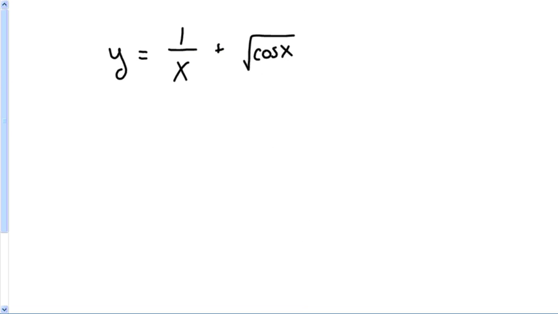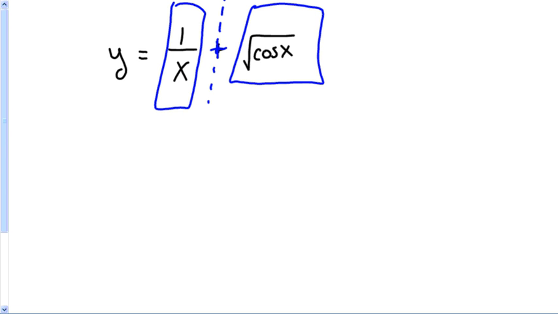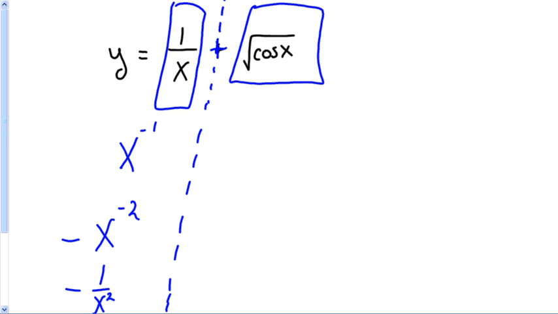Okay, one more, and you got me. Oh, my goodness. What in the world is this guy? No problem. Just remember, if you've got a plus sign in here, it's two problems in one. This is one problem, and that's one problem. So 1 over x is x to the negative 1, and the derivative of that would be negative x to the minus 2, which would be negative 1 over x squared. Now that's my whole derivative of 1 over x: negative 1 over x squared.